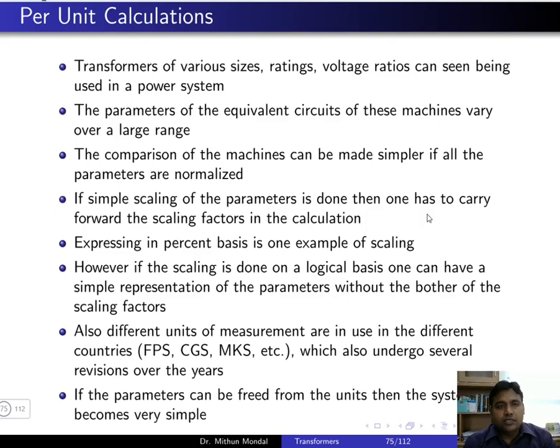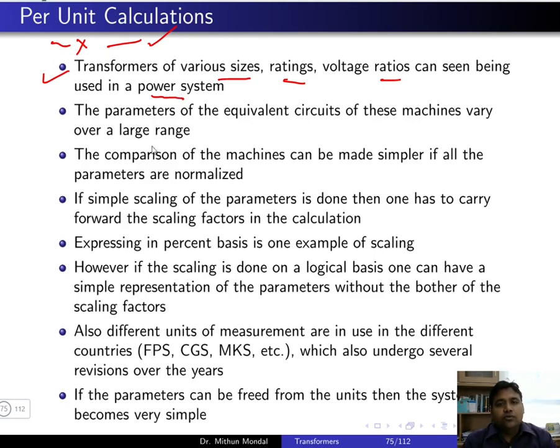Today's topic of discussion in a transformer would be per unit calculation. So what is per unit calculation and what is the advantage of per unit calculation that we are going to see. So transformers generally are available of various sizes, rating, voltage ratios, and these various sizes of transformers are used in the power system, in the generating station and in the distribution station.